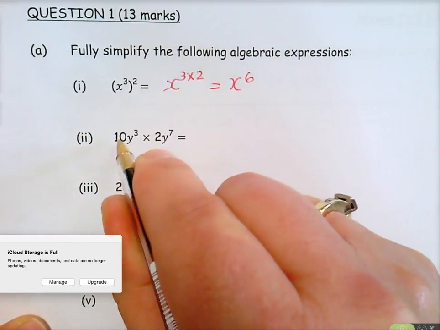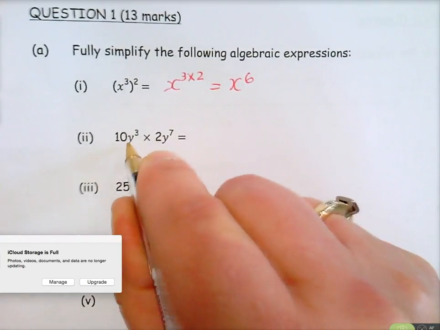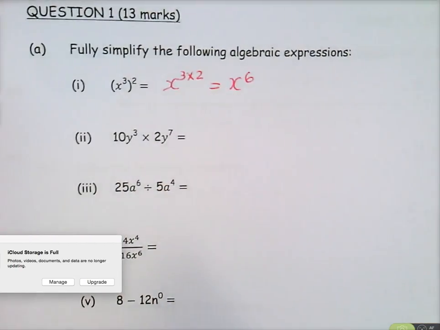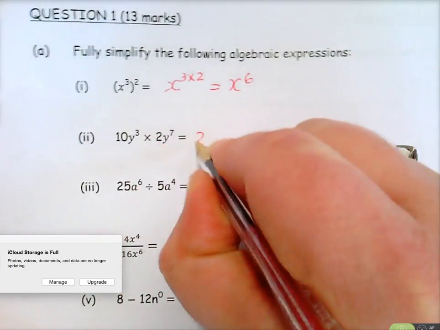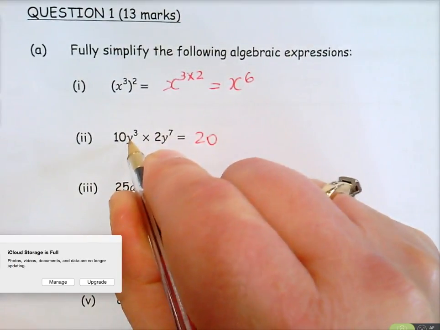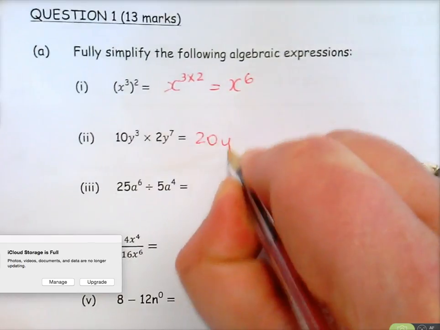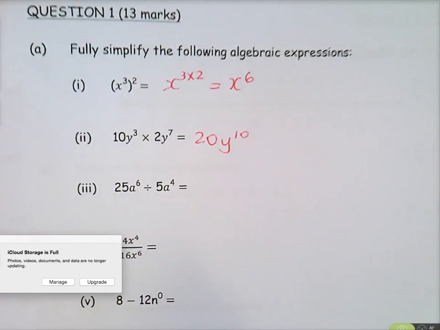With the next one, we look at our numbers first and then we'll look at our y's. So each pronumeral at a time. So 10 times 2 is 20. Then we're looking at y to the power of 3 times y to the power of 7, which is y to the power of 10.